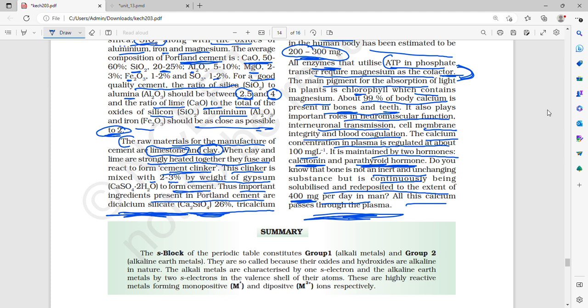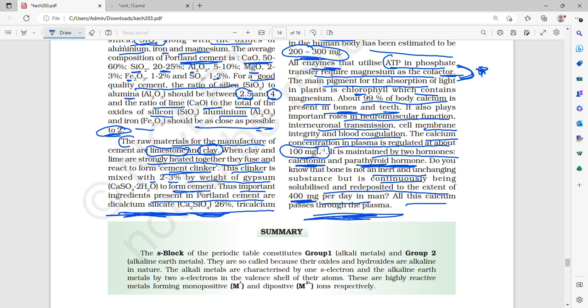So one important point is ATP in phosphate transfer requires magnesium as a cofactor, and in plants the main pigment for absorption of light is chlorophyll, and it contains magnesium. 99% of the body calcium is present in bones and teeth, and calcium has other important roles in neuromuscular function. It is due to calcium that excitation takes place, interneural transmission, then cell membrane integrity and blood coagulation. Calcium concentration in plasma is regulated at about 100 milligrams per liter. It is maintained by two hormones, calcitonin and parathyroid hormone.